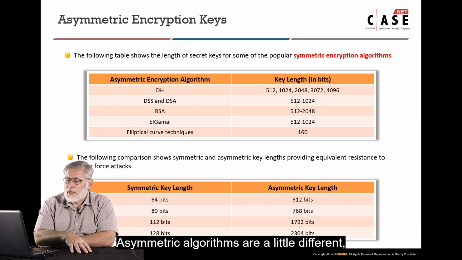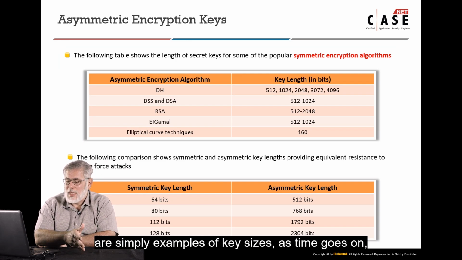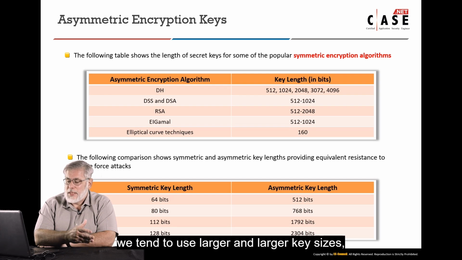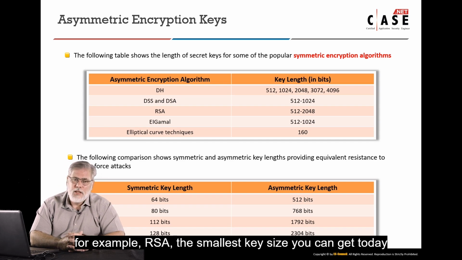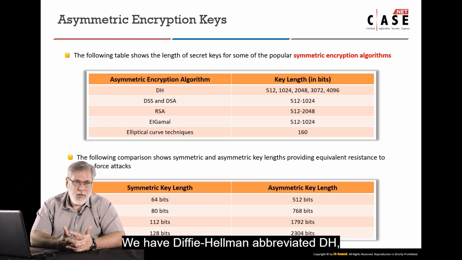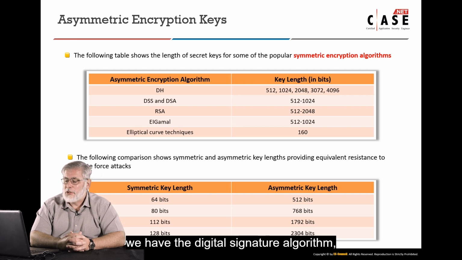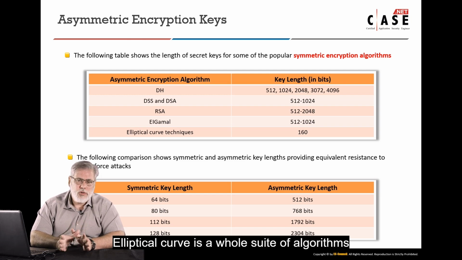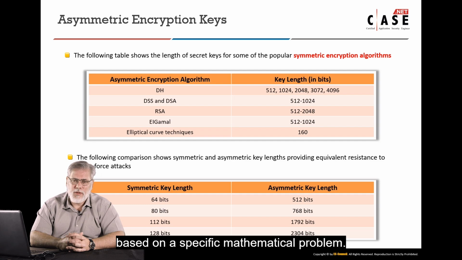Asymmetric algorithms are a little different. Now, what you're seeing on the screen here are simply examples of key sizes. As time goes on, we tend to use larger and larger key sizes. For example, RSA, the smallest key size you can get today is 2048-bit, and 4096-bit is more recommended. We have Diffie-Hellman, abbreviated DH. We have the digital signature algorithm, El-Gamal, and elliptic curve algorithms. Elliptic curve is a whole suite of algorithms based on a specific mathematical problem.